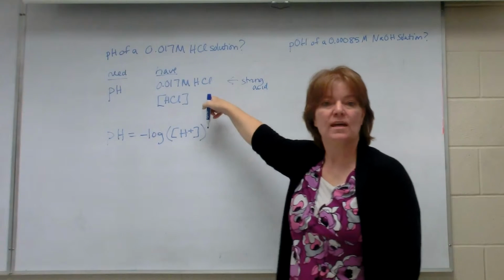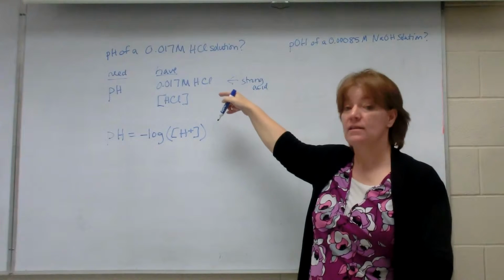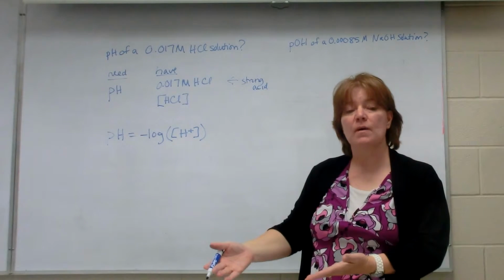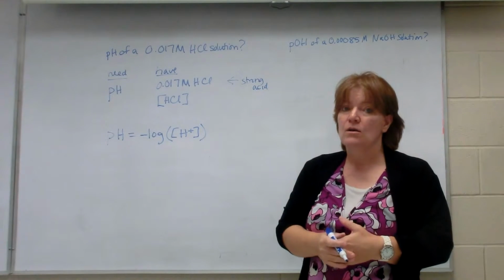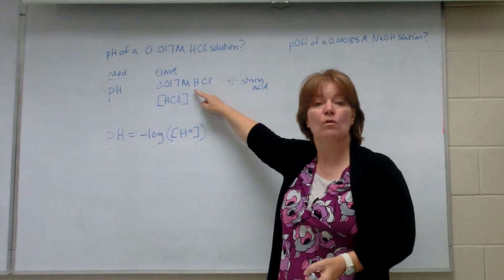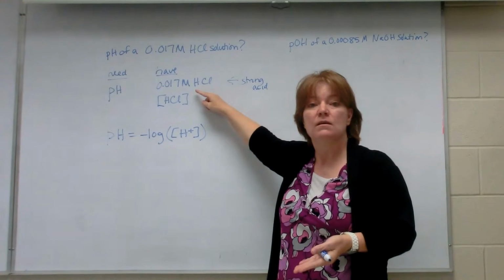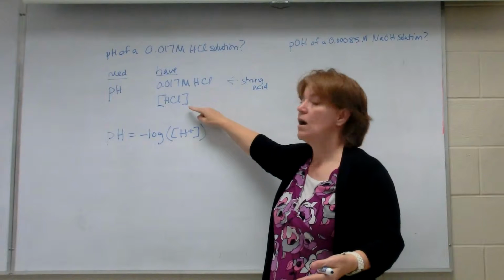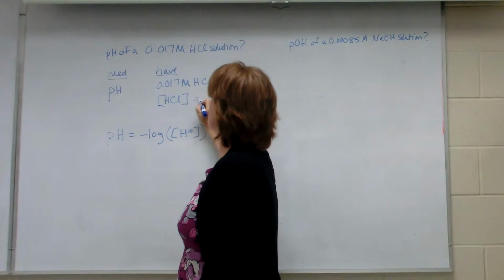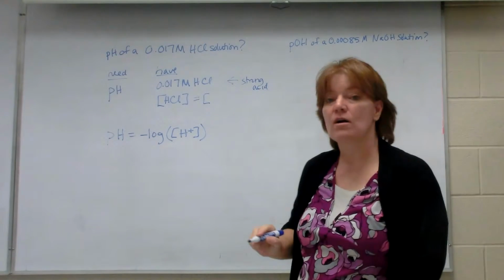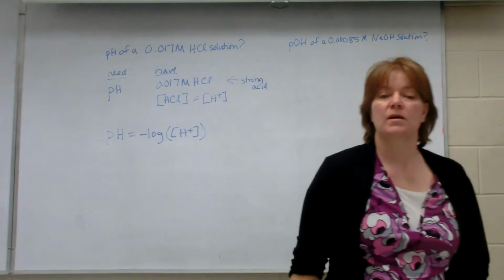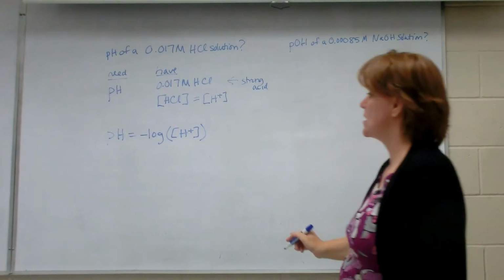At this point, I want to remember that HCl is a strong acid, and the definition of a strong acid is that it dissociates completely into H plus ion and Cl minus ion. Because it dissociates completely, if I begin with 0.017 molar HCl and it fully dissociates, I'll have the same number of moles of H plus ion. So for a strong acid, the concentration of any strong acid is equal to the concentration of H plus ion. So now I do have the information I need.